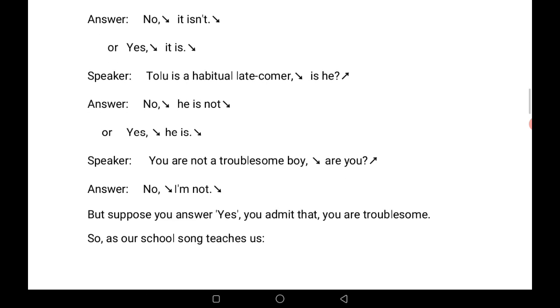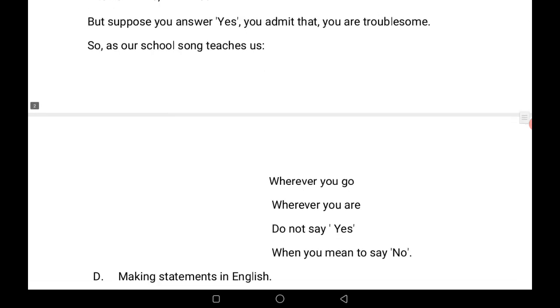Remember this very little song that says, wherever you go, wherever you are, do not say yes when you mean to say no. So this is a very good example where somebody can easily say yes when the person means to say no. If somebody says, "Are you a troublesome girl?" Somebody might say, "Yes, I'm not." That is a very wrong answer. You say, "Yes, I am," or "No, I'm not."